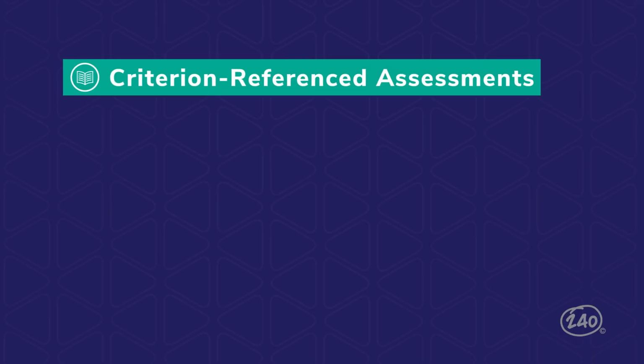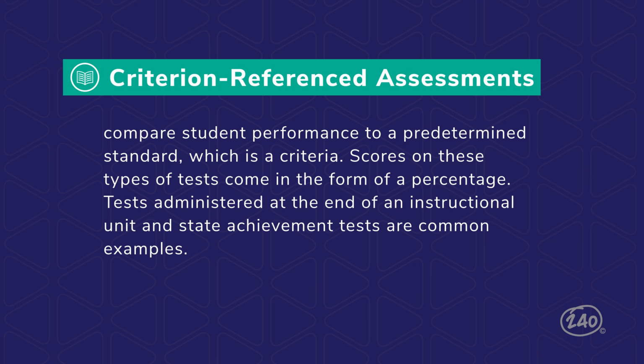Here's a tip. Assessments may be criterion referenced or norm referenced. You may be wondering what those terms mean. Let's break them down. Criterion referenced assessments compare student performance to a predetermined standard, which is a criteria. Scores on these types of tests come in the form of a percentage. Tests administered at the end of an instructional unit and state achievement tests are common examples.